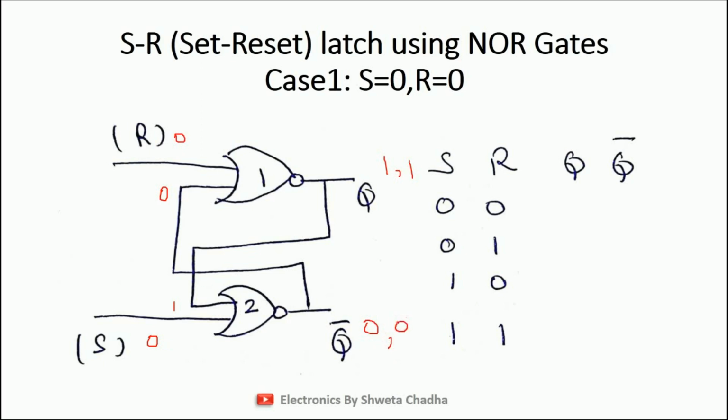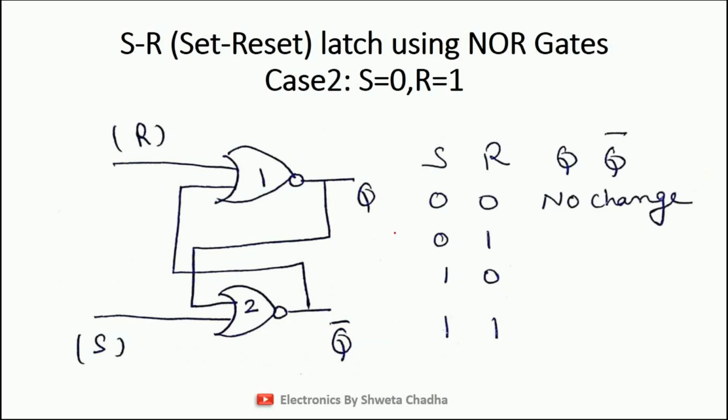Now students, just try to understand the conclusion. The conclusion is, if my previous output was 0, 1, the next output will remain 0, 1. If my previous output was 1, 0, then also my next output will remain 1, 0. And such cases are known as the no change condition. No change means my next output is just following my previous output.